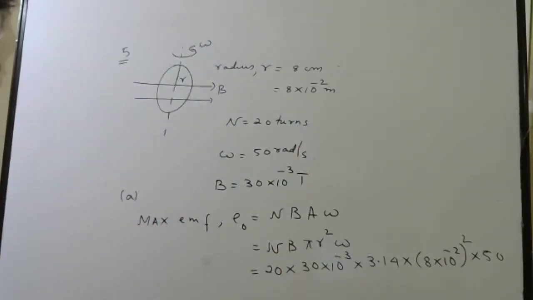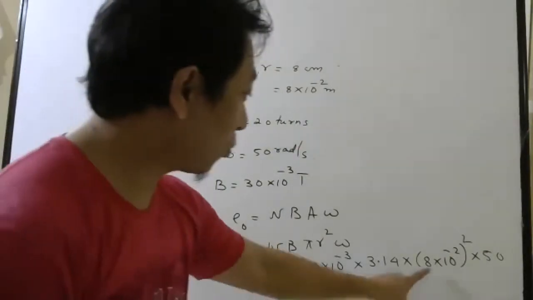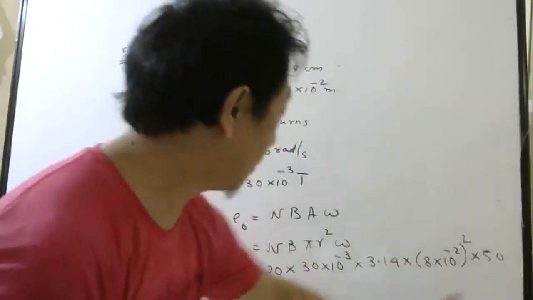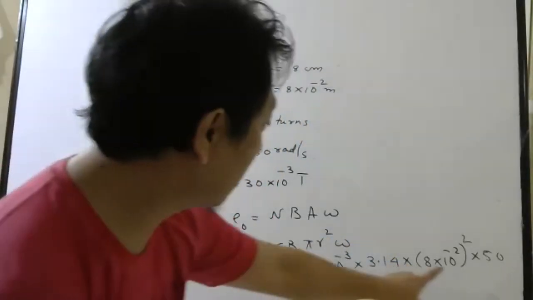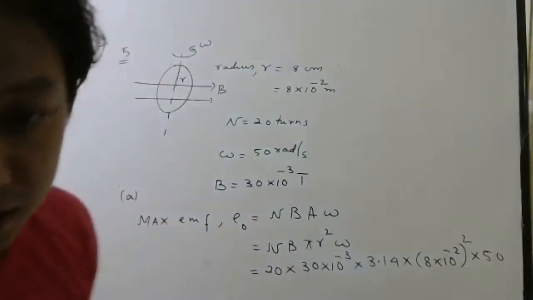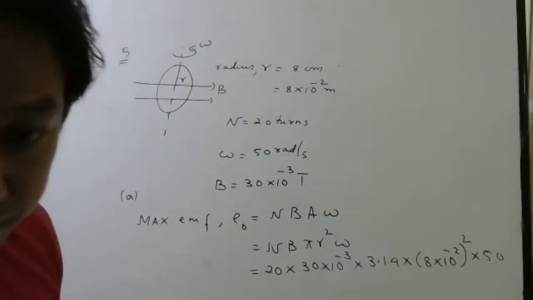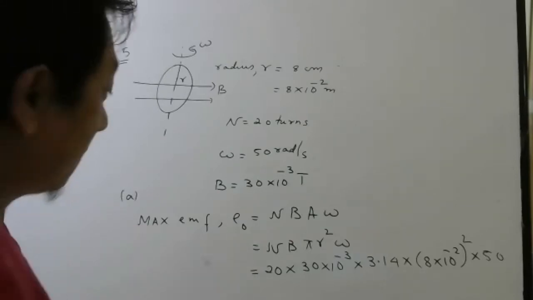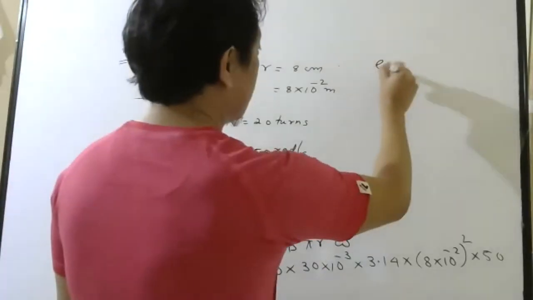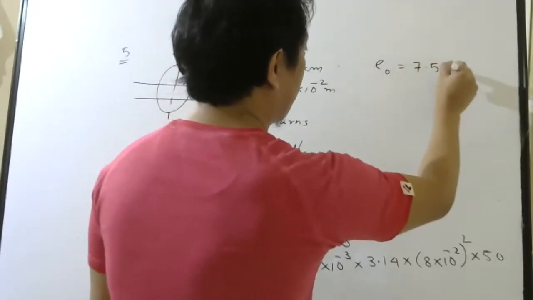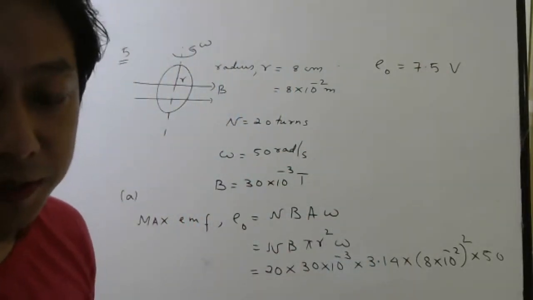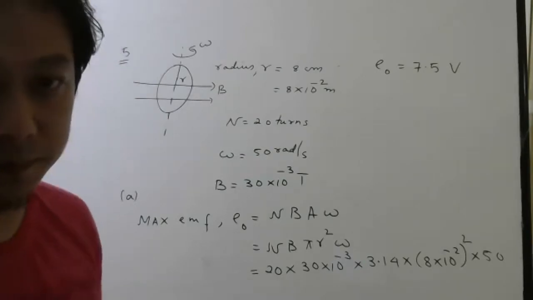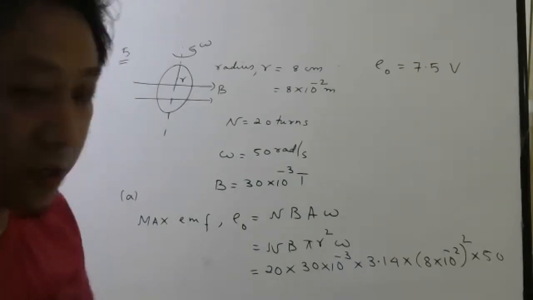Chalo, try it. 8 square will be 64 into 50 into this into 30 into 20, then this 10 power minus 3, 10 power minus 4. Final answer? Is it correct? 7.5 volt. Check once. Everybody should do calculation, students, please.